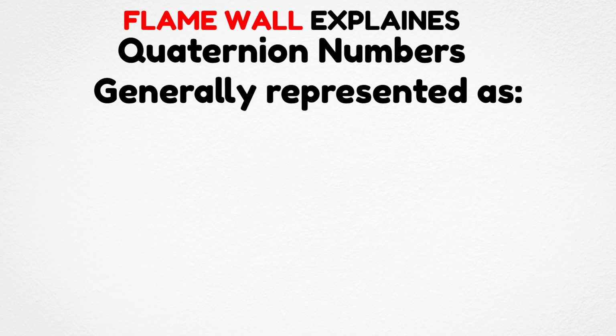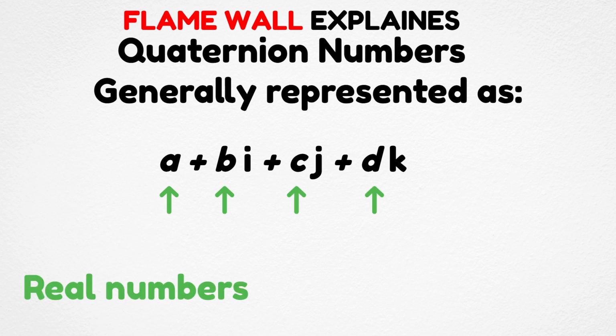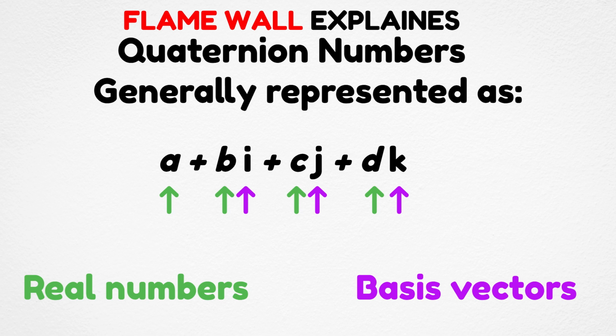Quaternions are generally represented in the form a plus bi plus cj plus dk, where the coefficients a, b, c and d are real numbers and i, j and k are basis vectors or basis elements.